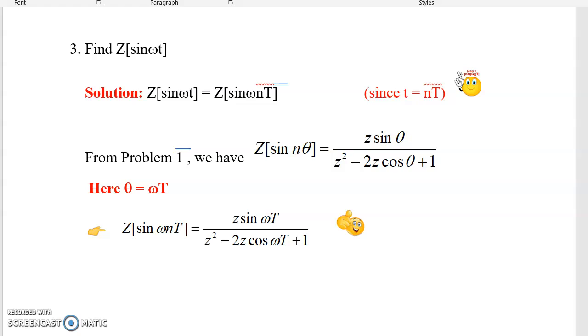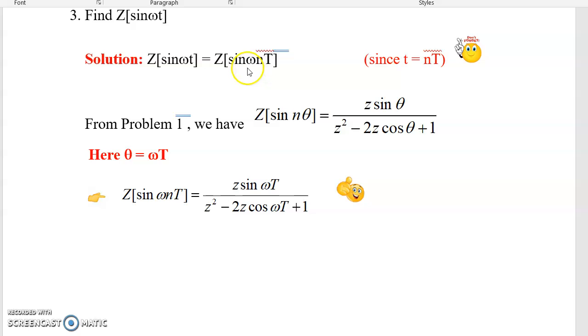Now let us do another problem. Find z transform of sin omega t. So when we have t format, we have already seen t should be transformed to n into capital T, where this capital T is the time gap and which will be a constant. So let us first transform this variable, time function t, as n into capital T. See here we have changed.